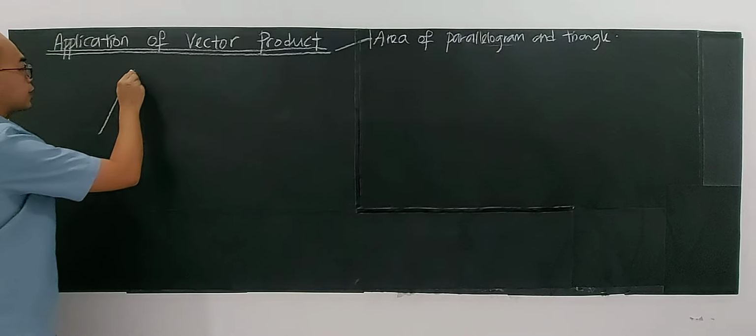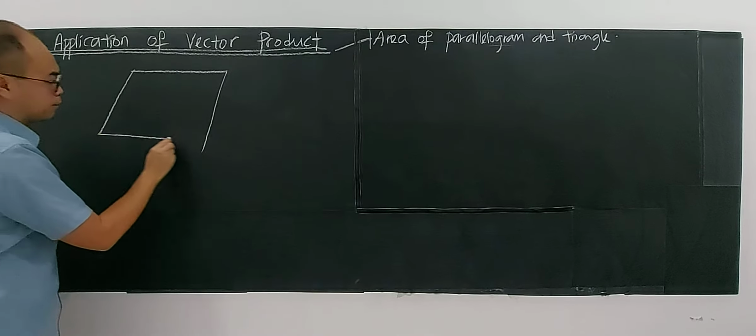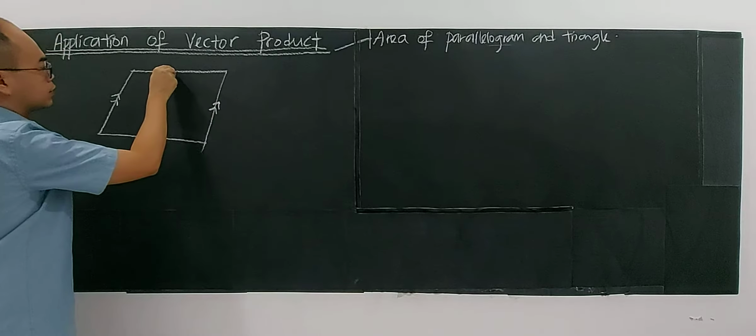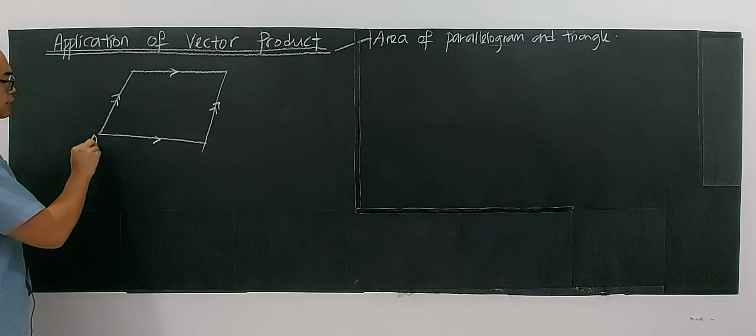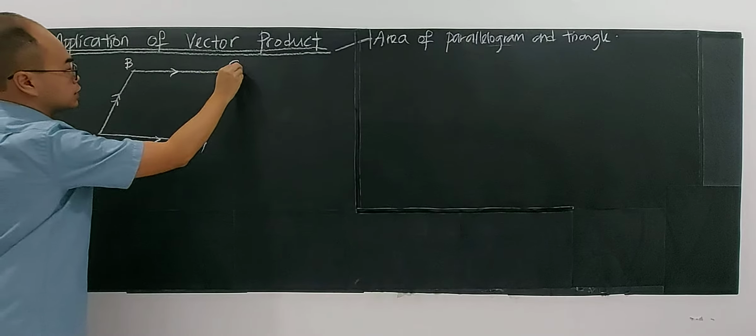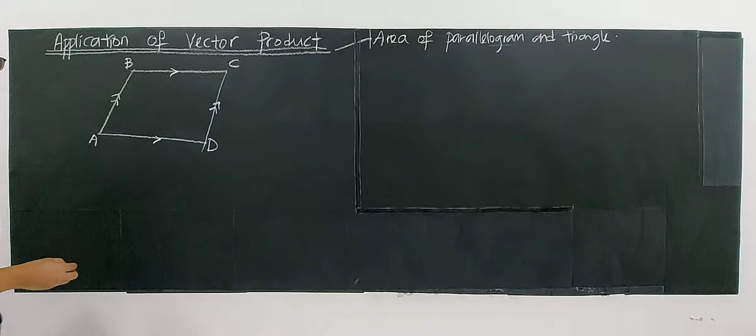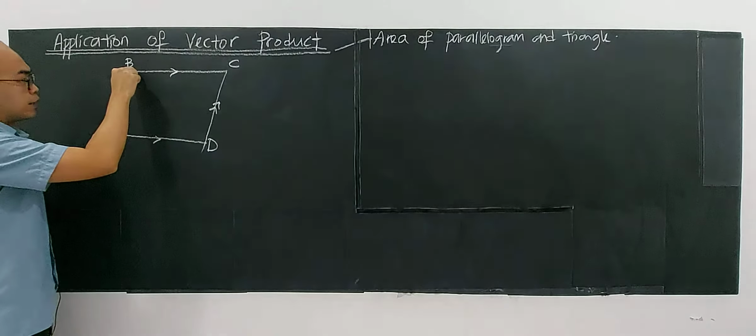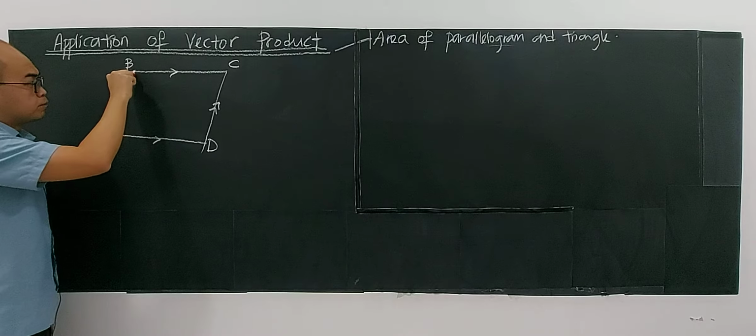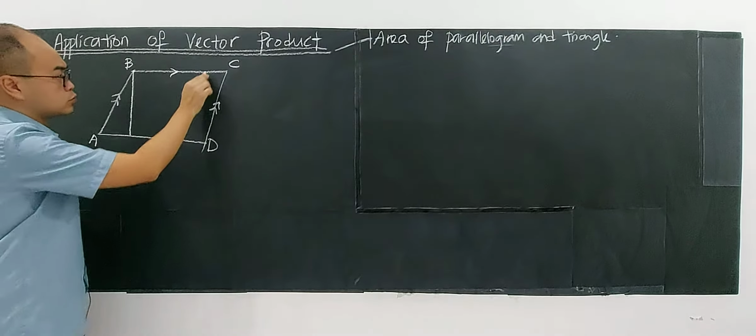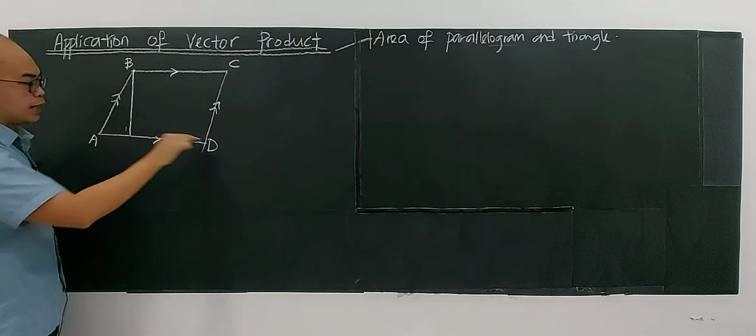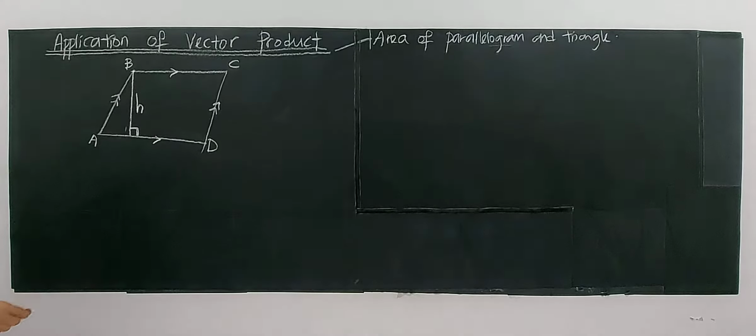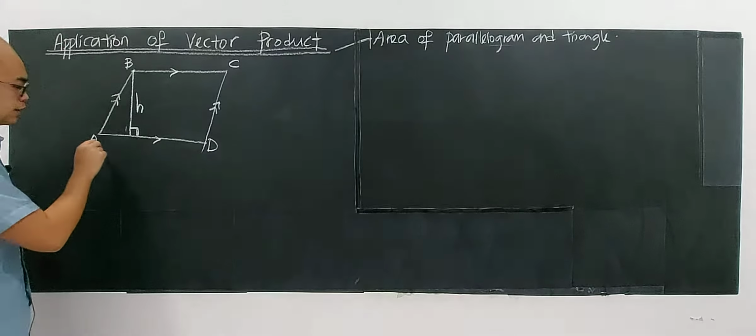Let's say there is a parallelogram, segi empat selari, where the opposite sides are parallel. Let's say I label it A, B, C, D. As you learned during your school days, to find the area of a parallelogram, I need to know the height, either from D to BC or from B to AD, and the length of the base.